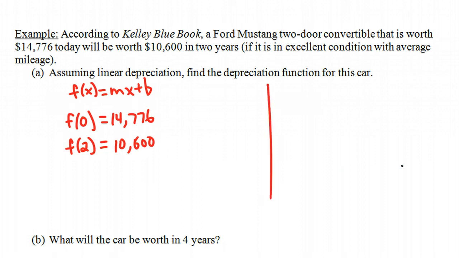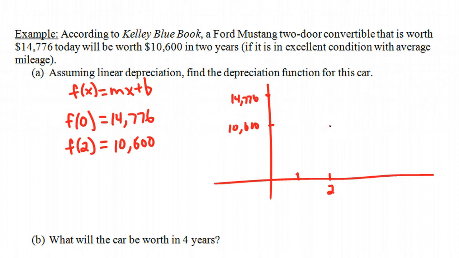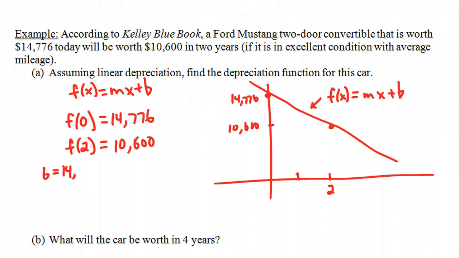Let's just do a real quick sketch of the graph of this function. We know that at time 0, it's going to be up here at 14,776, and then after 2 years, it's going to be down here at $10,600. So these 2 points are going to be on the graph. Now it's going to be a straight line, because it's a linear function. And so the question is, what is the equation of this line? It should be f of x equals mx plus b, but what's the b? Well, we know the b. The b is the y-intercept. The b is 14,776.